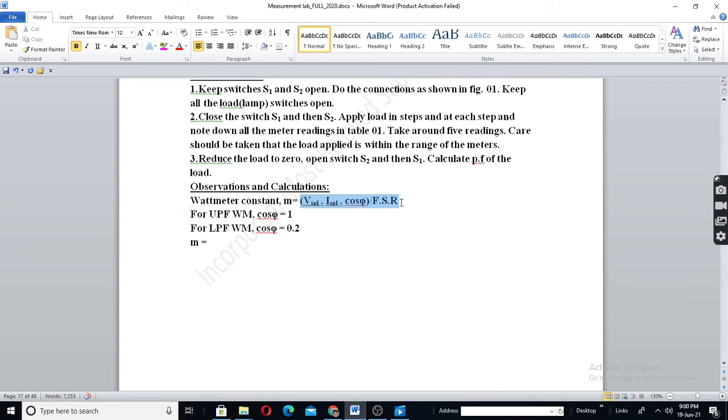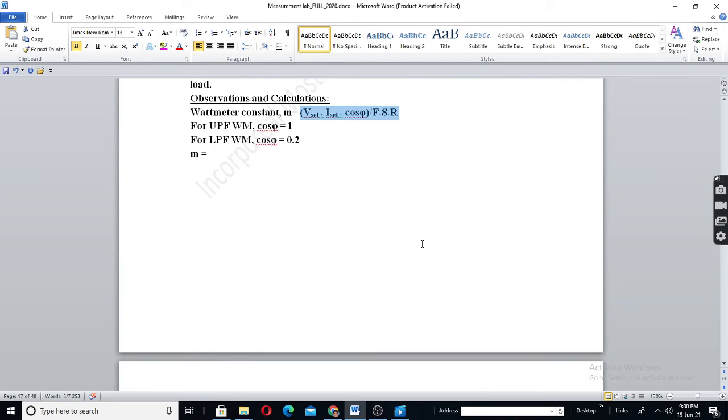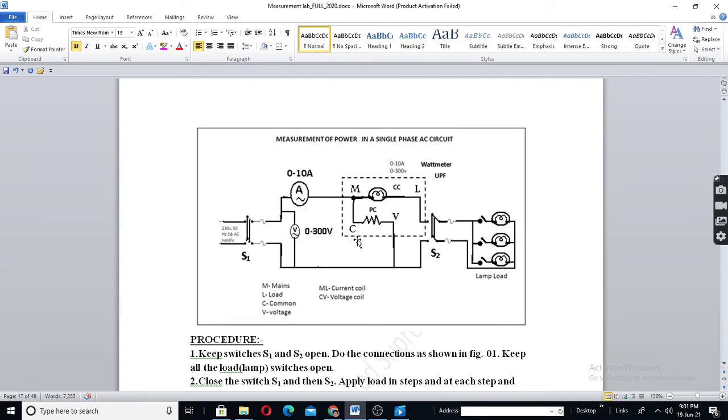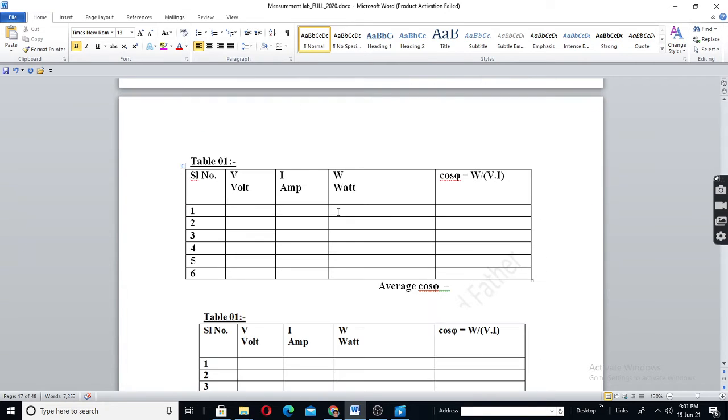See, why the wattmeter constant? A wattmeter can have different current ranges and voltage ranges. If you select the lowest current and voltage range, whatever reading you get in the wattmeter, write the same here, into 1. Say 400 watt into 1 is equal to 400.